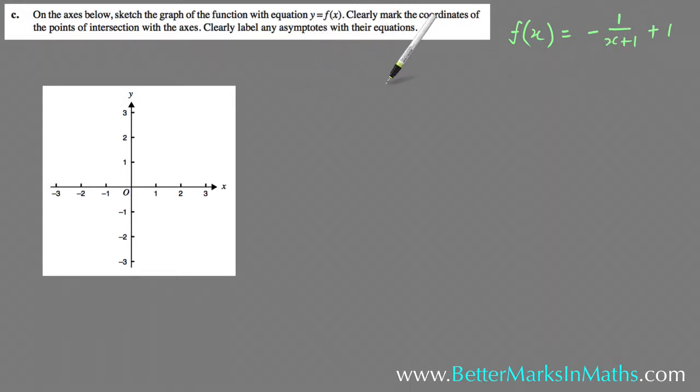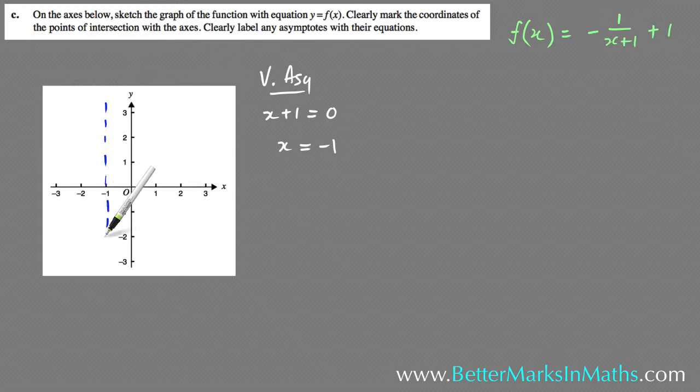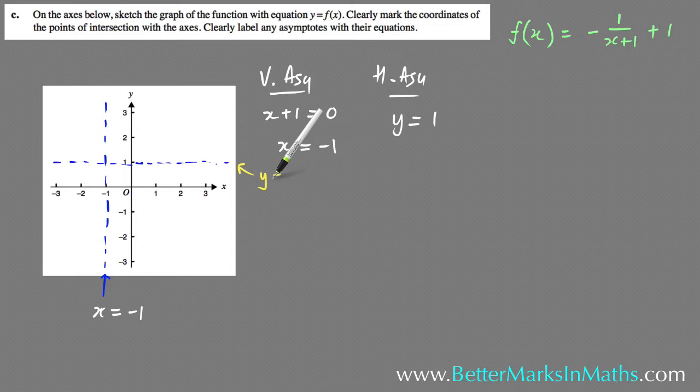If you remember from before, I had the vertical asymptote. It's always just letting the bottom equal 0, so x plus 1 equals 0. From there, x equals minus 1. So drawing that asymptote in, vertical asymptote going through here, x equals minus 1. And then the horizontal asymptote is always this number that's been added or subtracted at the end, and it's y equal to that number. So horizontal asymptote is just y equals positive 1, and that's a horizontal line going through 1. So marking that in, y equals 1.